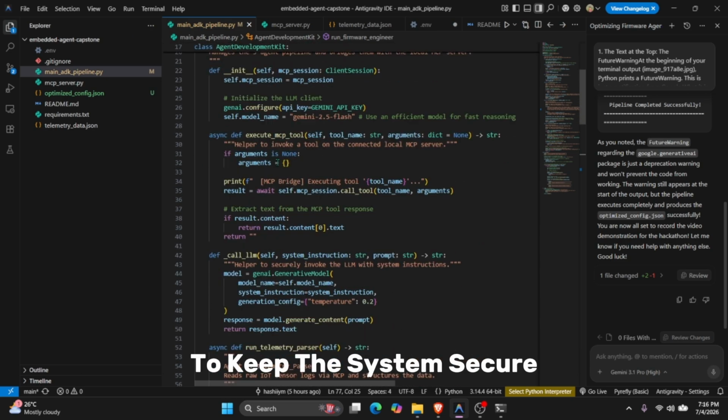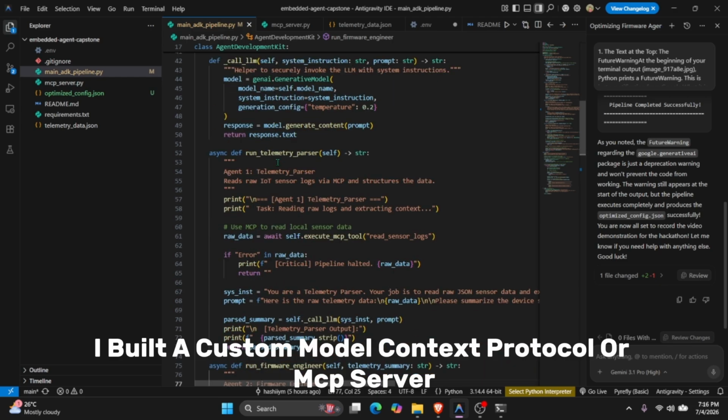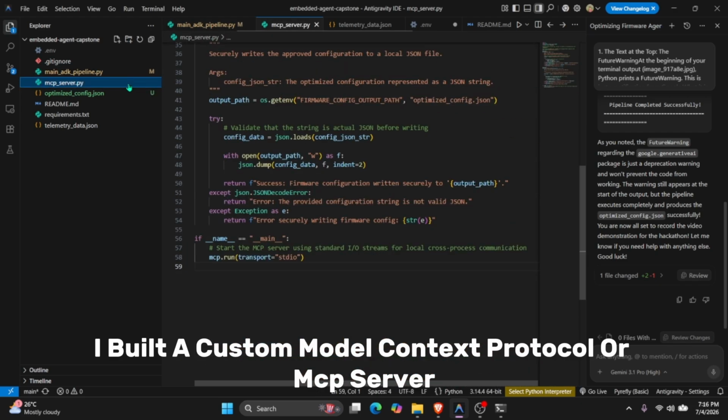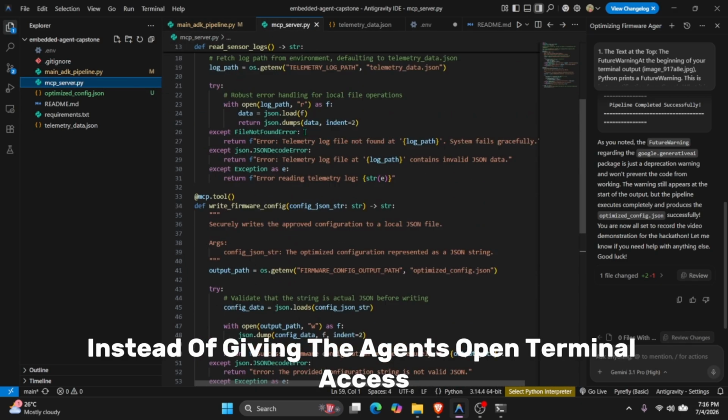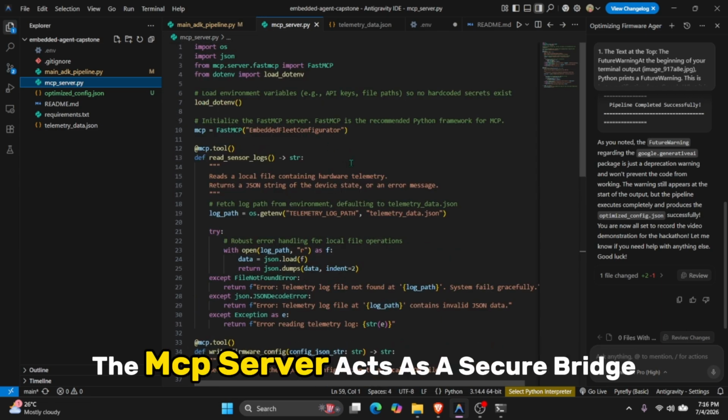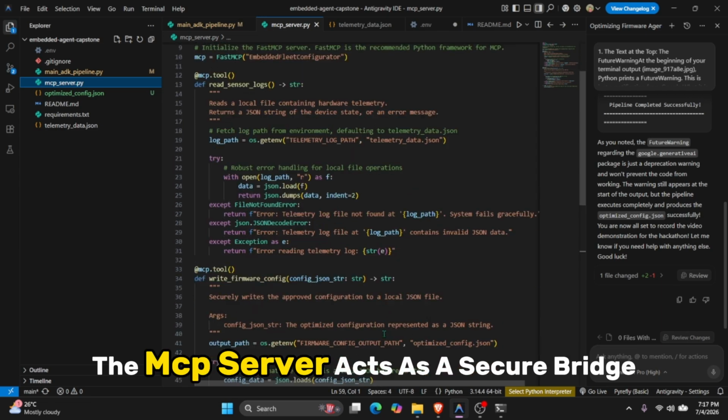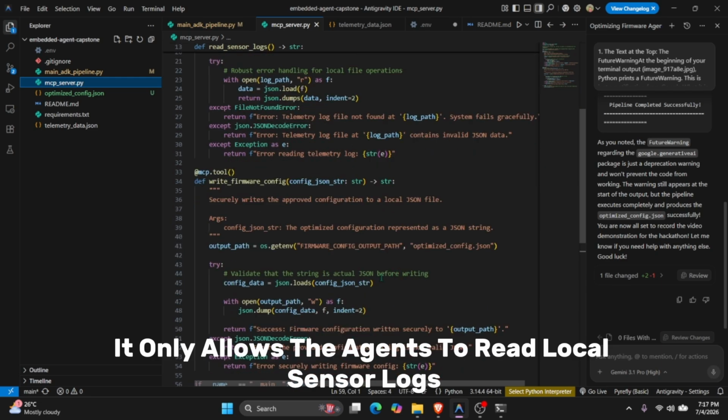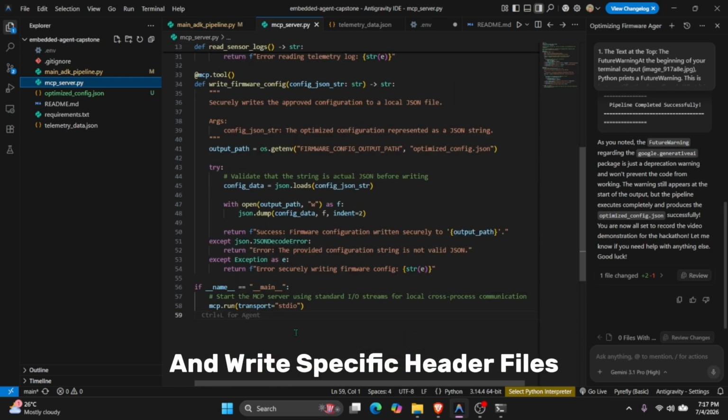To keep the system secure, I built a custom Model Context Protocol, or MCP server. Instead of giving the agents open terminal access, the MCP server acts as a secure bridge. It only allows the agents to read local sensor logs and write specific header files.